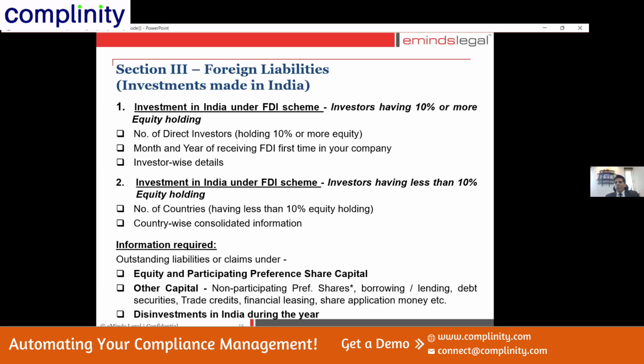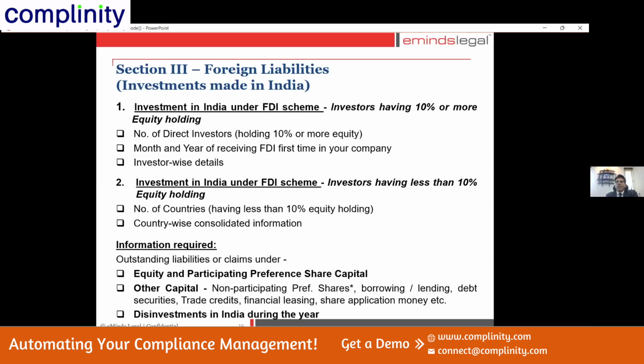In other capital, we have to mention if there are any liabilities to the direct investors. This may be in the form of non-participating preference shares, borrowing and lending, for example, ECB or any loan received, any debt securities, NCDs, for example, issued, or CCDs you issued, any trade credits, financial leasing, share application money, which Sneha talked about. If there is share application money, companies are not required to file FLA.